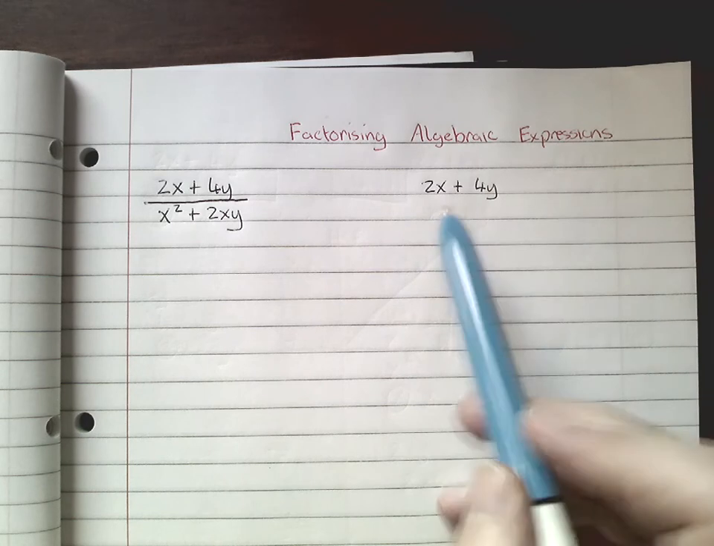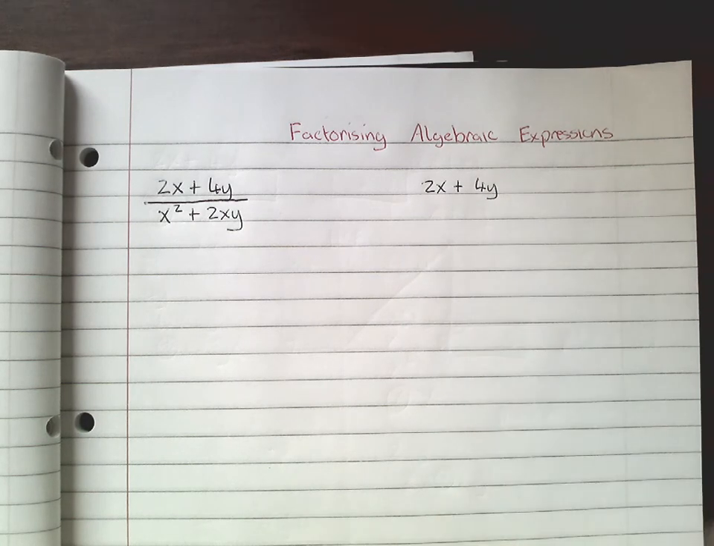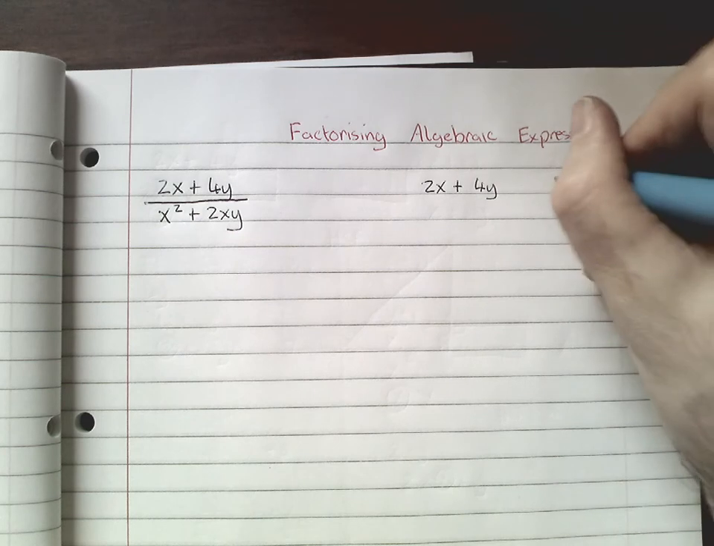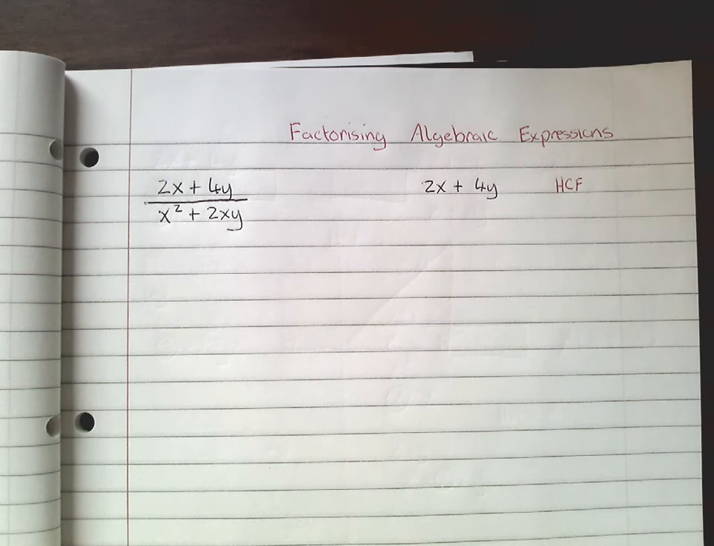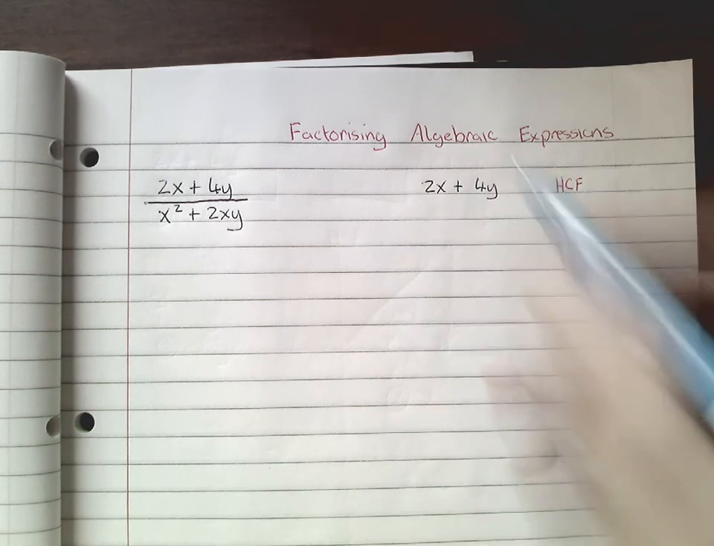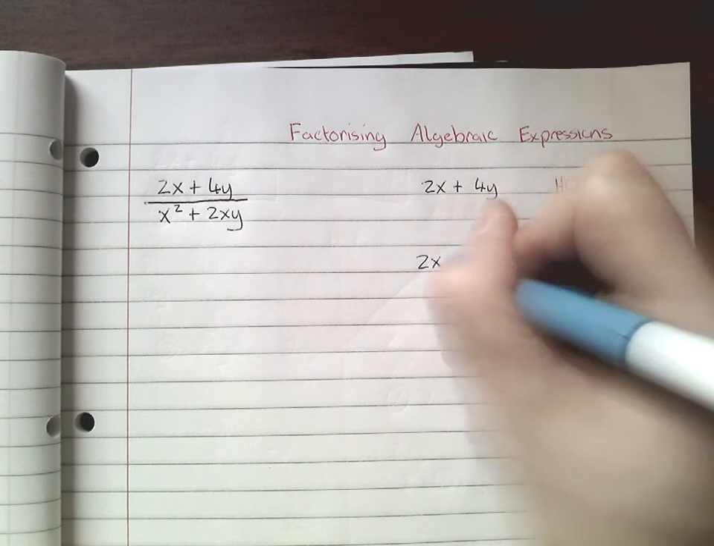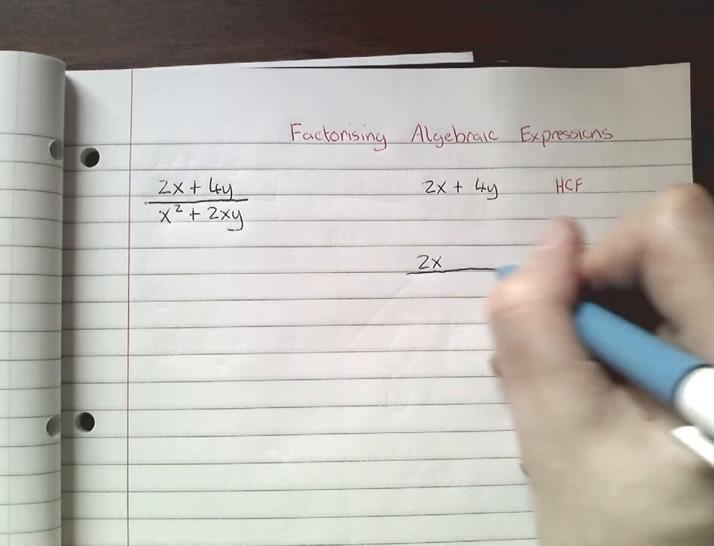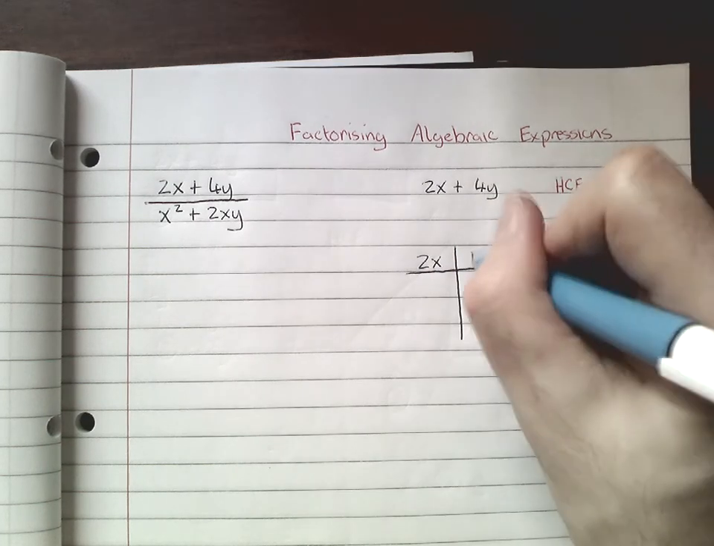The first thing we want to do is look at these two terms and get what's called the highest common factor for the two terms. So what we need to do is look at each term individually and get the factors of each term. If we take 2x, we want to write what are the factors of 2x?